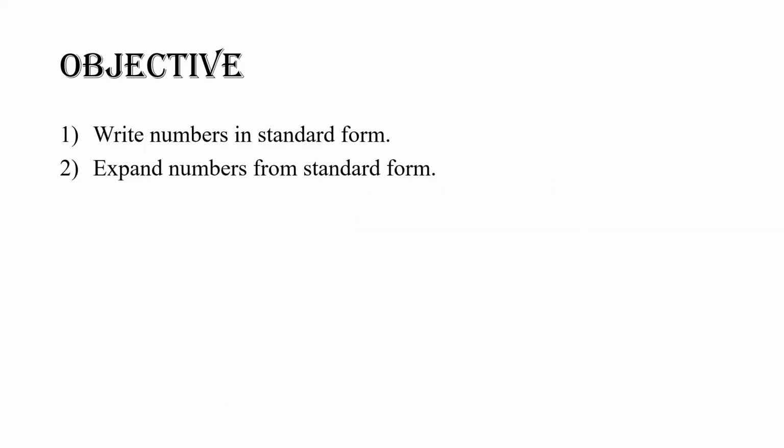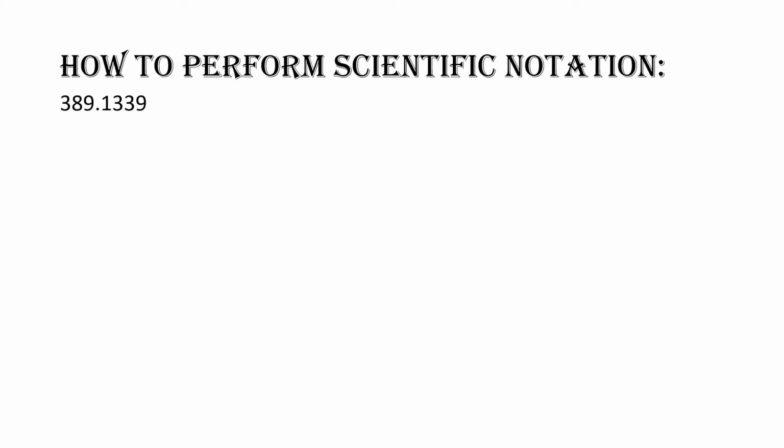What is our objective for today? Today we're going to be looking basically at two things. First of all, we're going to be able to write numbers in standard form or scientific notation. Remember, those two words are synonymous. They're saying the same thing. And we're going to also be able to expand numbers from standard form. So sometimes you have it in standard form and you have to be able to understand what that number is when it is written out. Or if you have it written out, you have to be able to put it in standard form. Good. So let's go straight on to it.